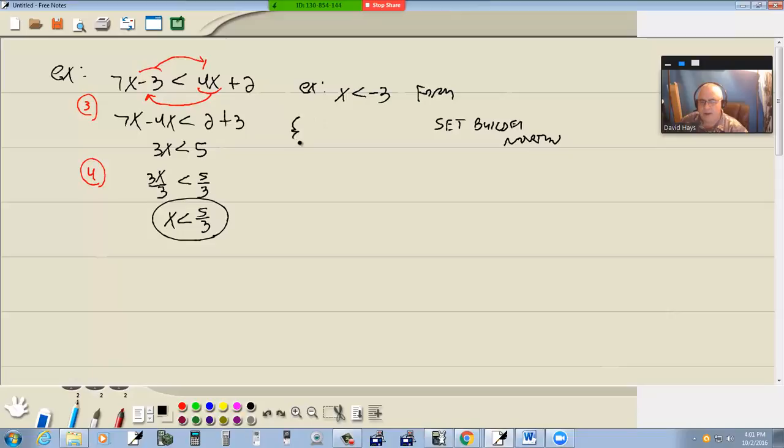Which we put curly brackets, x with a vertical bar, then whatever our form was. Now that vertical bar reads "such that." So the curly brackets are the set. So the set of all x values such that this is true.